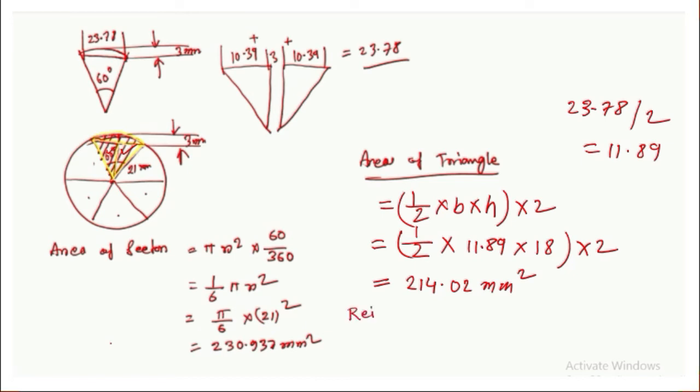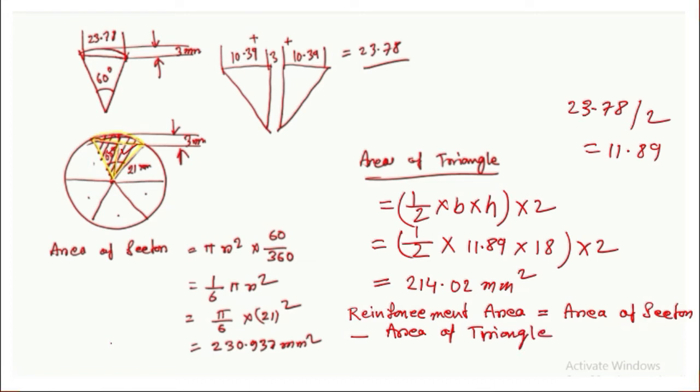So we will get the reinforcement area now. Reinforcement area equal to area of sector minus area of triangle. Hope you understand this one. Means the total area is called the sector area, and you will remove this triangle area. Then you will get the reinforcement area. So how much is this one? Area of sector is 230.937 minus 214.02. So this is 16.91 mm square. So the reinforcement area is 16.91 mm square.